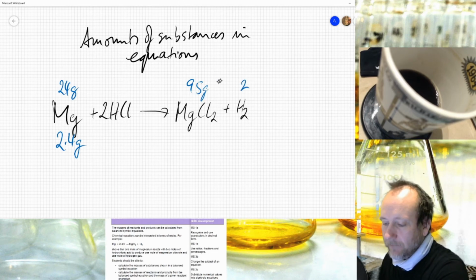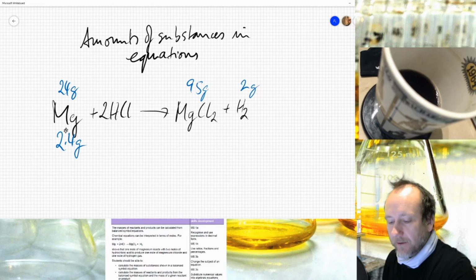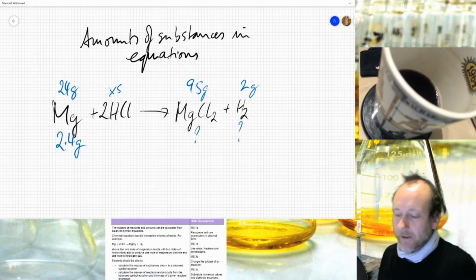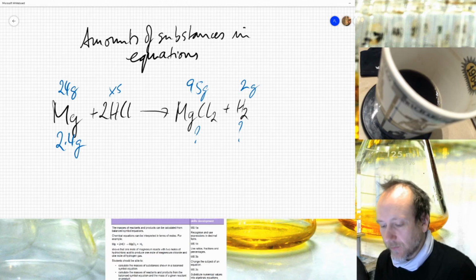Okay, so let's say you've got awful numbers, and I will just give you a not so awful number, and then we'll really ham it up and give you a really awful number. So let's say we know that the molar mass of that is 24, and the molar mass of that is 95, and that is 2. So let's say you've got 2.4 grams of magnesium and you've got an excess of hydrogen chloride. Then the question is maybe how much magnesium chloride and how much hydrogen do you produce from that?